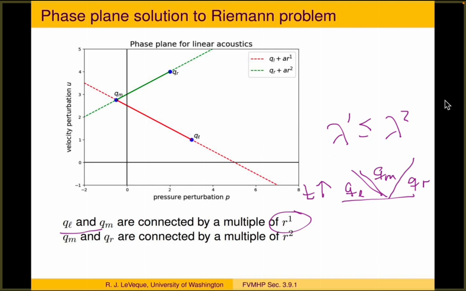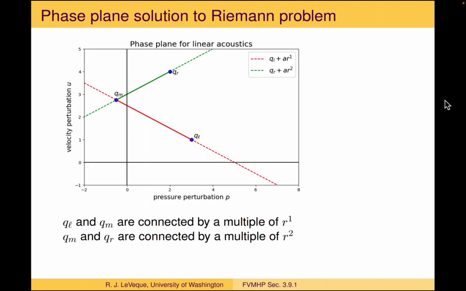For acoustics, lambda 1 is negative and lambda 2 is positive, but more generally, if we had a system with two positive eigenvalues, then we might have a situation where they're both moving to the right, but still we want the jump from QL to QM to be in the eigendirection that corresponds to the smaller eigenvalue, and from QM to QR to be in the direction R2 that corresponds to the larger eigenvalue lambda 2.